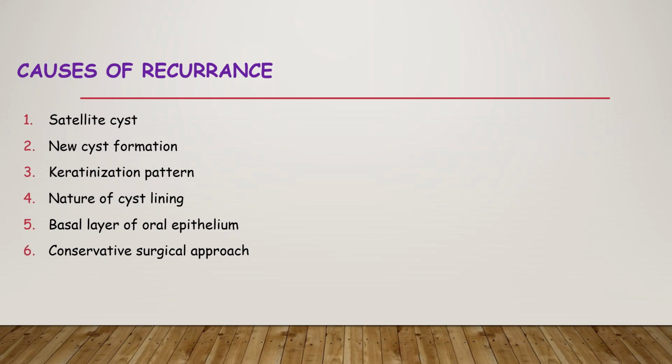Keratinization pattern of the cystic epithelium. Odontogenic keratocysts which have a parakeratinized epithelium often have a greater possibility of recurrence. Nature of cyst lining. The lining of odontogenic keratocyst is thin and fragile, and therefore it is very difficult to enucleate the entire lining of large cysts during surgery. Thus, if some portion of the lining is left behind within the bone, it could result in further cyst formation.